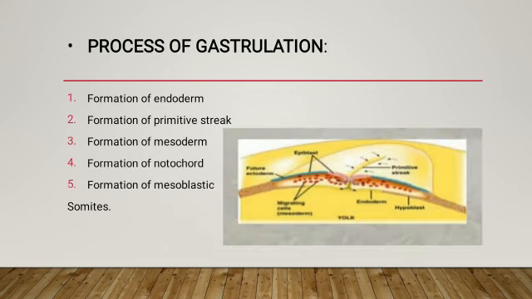Process of gastrulation. Number 1, formation of the endoderm. Number 2, formation of the primitive streak. Number 3, formation of mesoderm. Number 4, formation of notochord, and number 5 is the formation of mesoblastic somites.